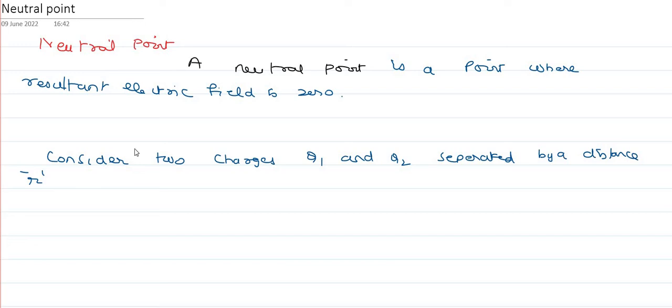So today we are going to talk about the neutral point in an electrostatic field. Okay, a neutral point means what? It is a point where the net resultant electric field is zero. That we have already discussed and derived also. We have done so many numericals.